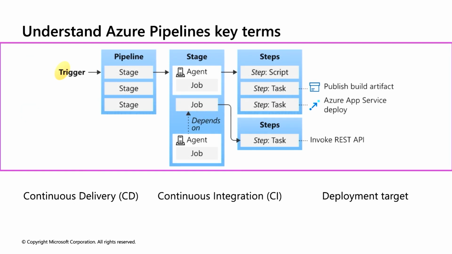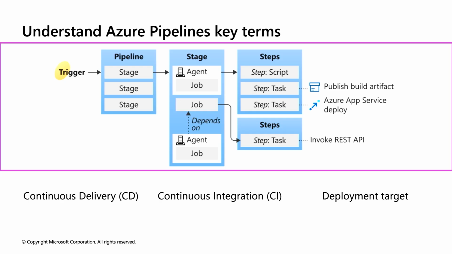Let's break down the essential building blocks of Azure Pipelines. At its core, a pipeline is like a roadmap for getting your code from development all the way to deployment and production. It's made up of stages, jobs, and steps. So think of the stages as major milestones, jobs as a set of tasks that run together, and steps as the individual actions that make things happen.